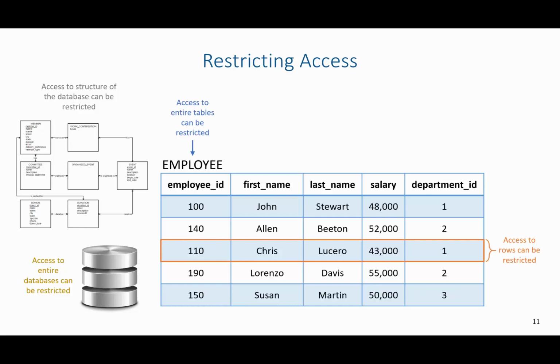We can also restrict access to rows. This may be done through views. We may restrict access to columns, also done through views as well. We can also restrict access to data granularity, such as certain calculations.